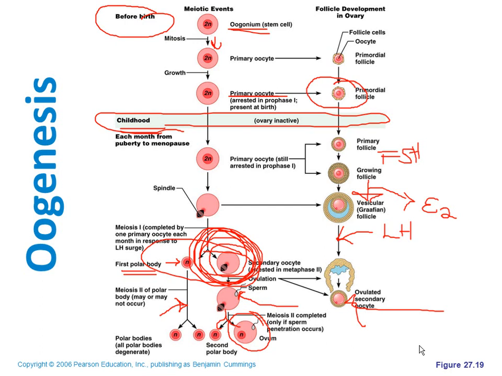You started with 1 diploid stem cell. You ended up with 4 haploid cells. In females, only 1 of those haploid cells becomes the gamete. In males, all 4 of the haploid cells become the gamete.